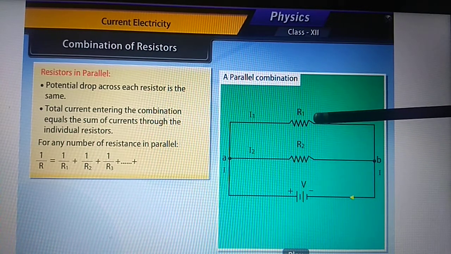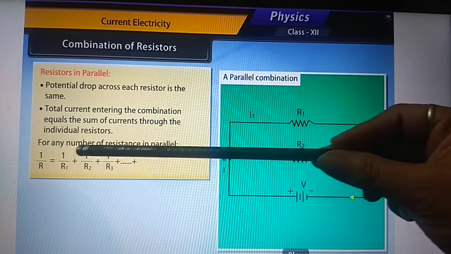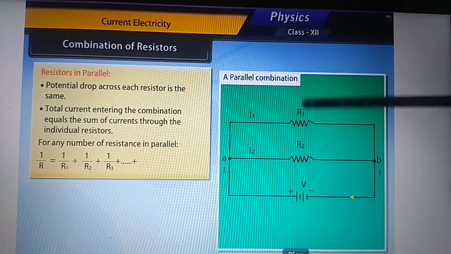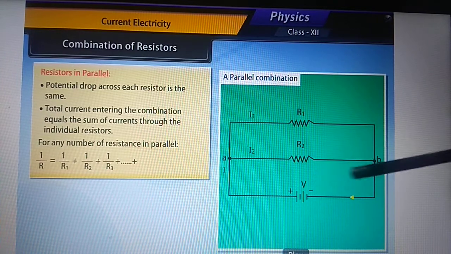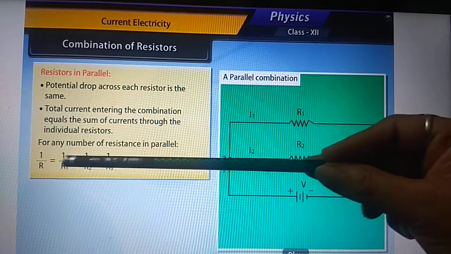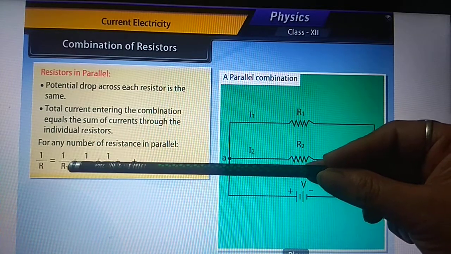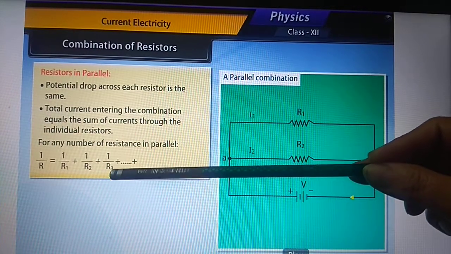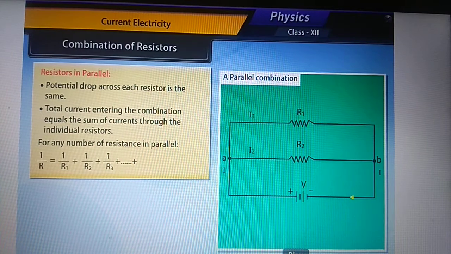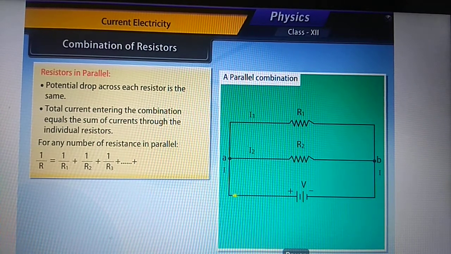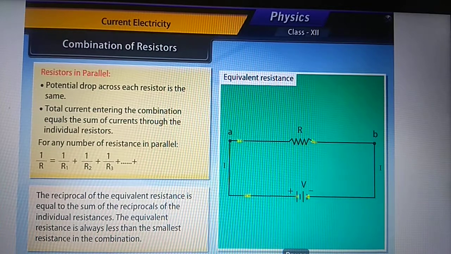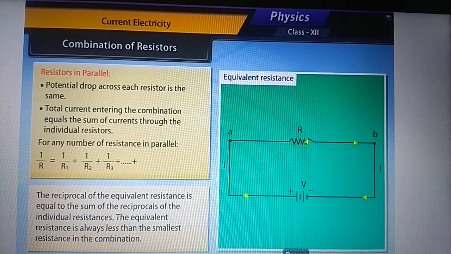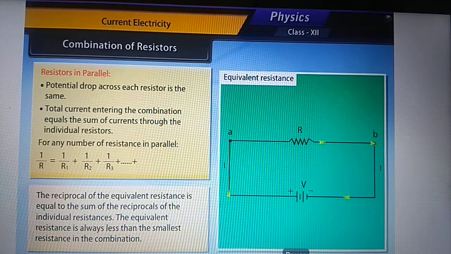And the potential difference is V. For any number of resistances in parallel, connected across A and B, 1/R is equal to 1/R1 plus 1/R2 plus 1/R3 and so on. The reciprocal of the equivalent resistance is equal to the sum of the reciprocals of the individual resistances. The equivalent resistance is always less than the smallest resistance in the combination.